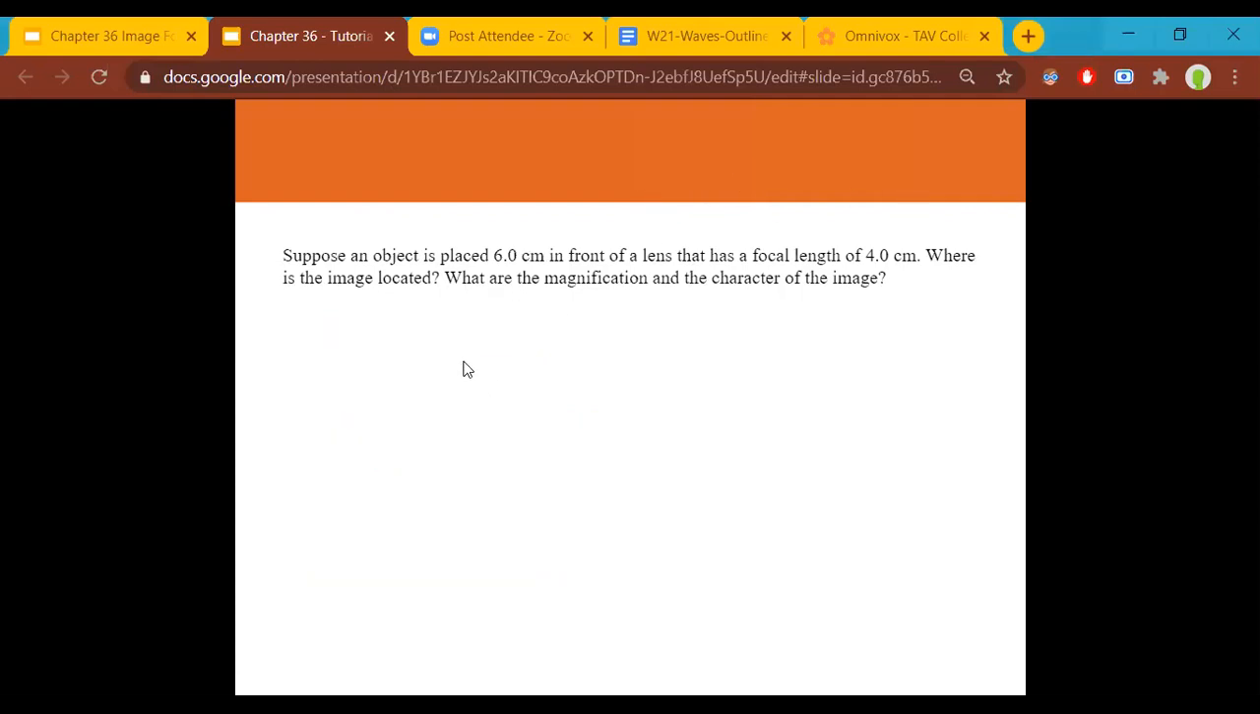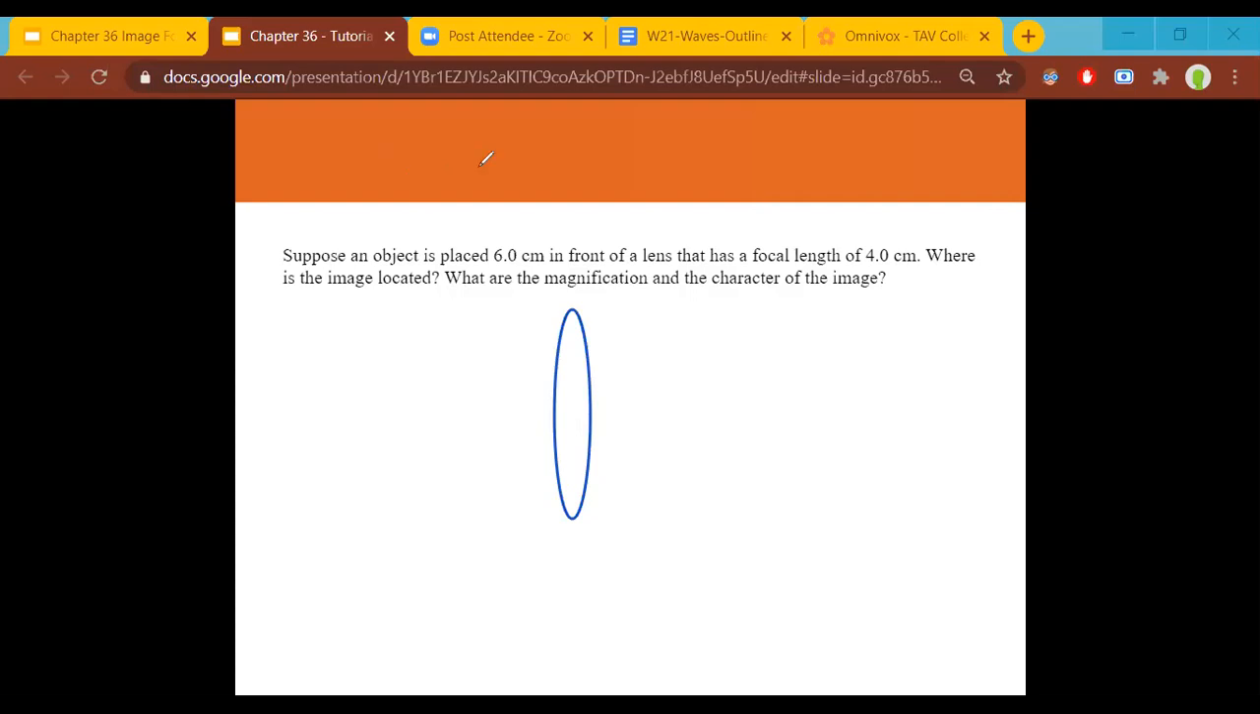Okay. An object is placed 6 centimeters in front of a lens that has a focal length of 4 centimeters. Where's the image located? What's the magnification? Right off the bat, you're told where the object is, you're told what the focal length is. A positive focal length tells you that the lens is a converging lens, so rays actually will pass through and converge across the lens. So we know it has kind of a teardrop shape.